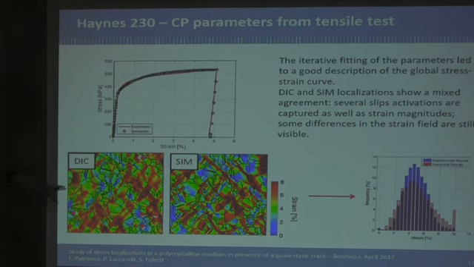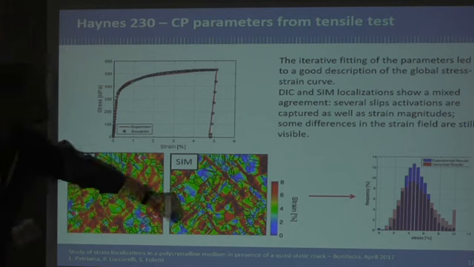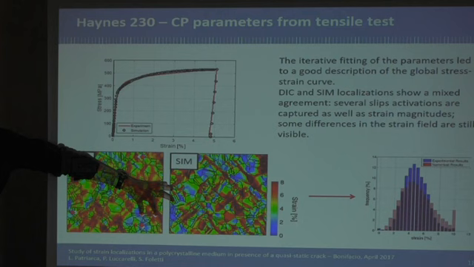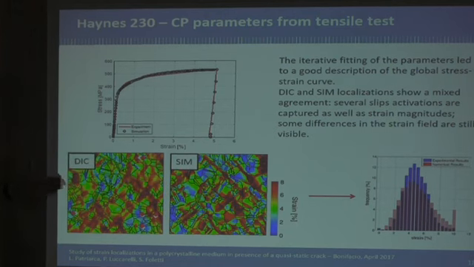Now, looking for correspondence of the local strains between experiment and simulation, as I said, is a little bit more difficult, because there's not a scale, but this is 100 microns. You know that after 100 microns in the thickness, the microstructure changes completely, and this is not accounted for in the simulation. So it's very difficult to precisely locate all the local strains. But at the end, you can see some correspondence.